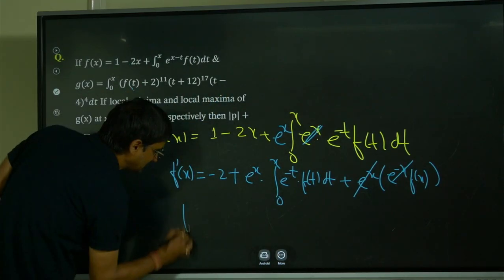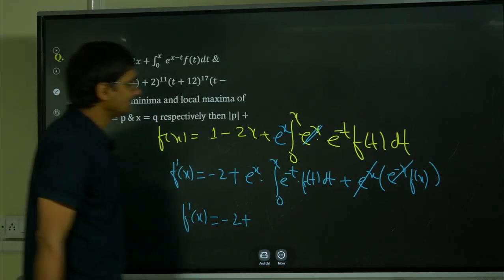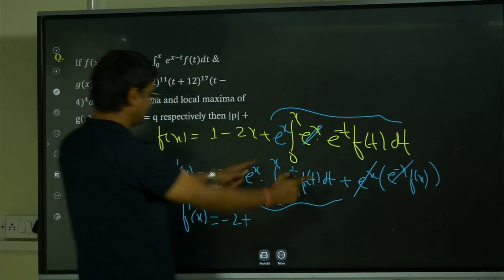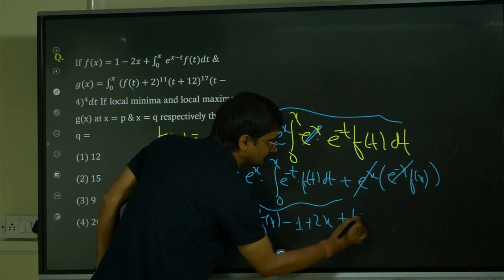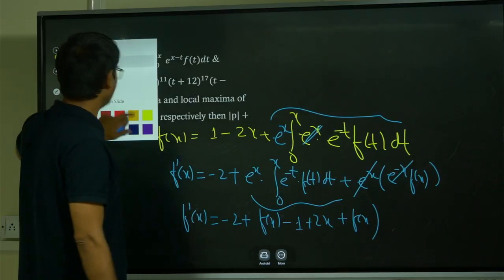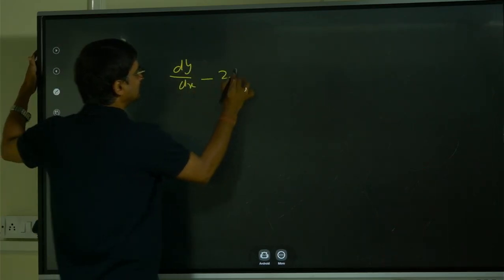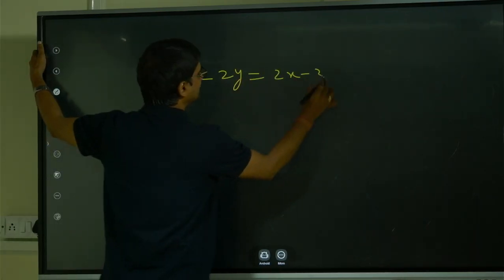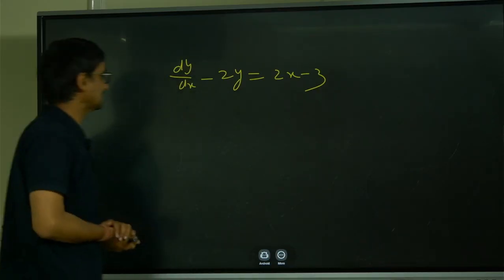So f dash x is equal to -2 plus, see, we can replace it from here. This is the entire thing we have here. So it is plus f of x minus 1 plus 2x plus f of x, and that's it. So dy by dx, we came across something like a linear differential equation, isn't it? dy by dx minus 2y is equal to 2x minus 3. Integrating, a simple LD, we can easily integrate and get the answer.